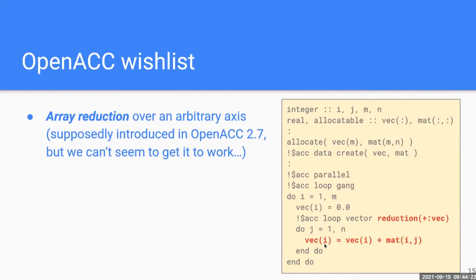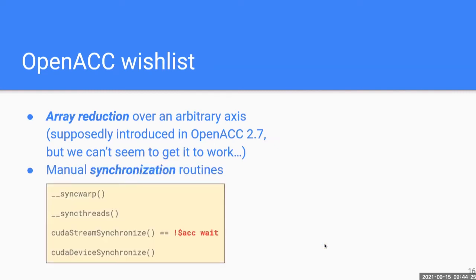The next feature that we wish for in OpenACC is manual synchronization routines. The left part is the CUDA equivalents for the device, for the whole GPU, for the stream, for the threads, and for the warp, which is the smallest unit of data you operate on as a group of threads. As far as I know, the only synchronization routine provided with OpenACC is ACC wait, which is equivalent to stream synchronize. And there is no equivalent yet for thread synchronization and warp synchronization. So we wish that would be made available in the next OpenACC version.